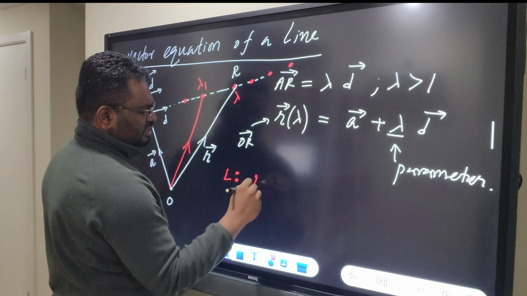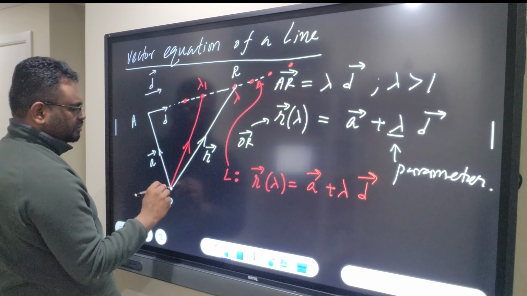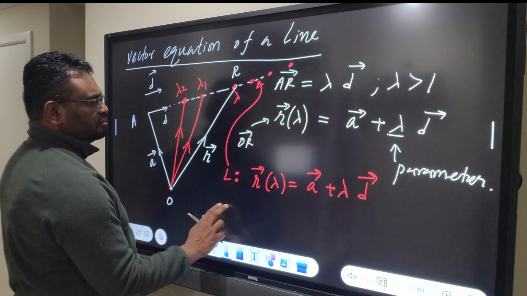So when you change lambdas, you're talking about different points on the line. Suppose this point, for example, when lambda is equal to lambda 2, you can find this vector where you are looking at this coordinate or this point on this line. So this is how we define a vector line. Okay, so now moving forward.